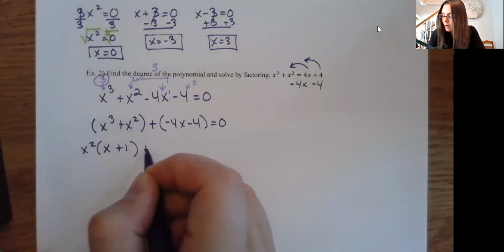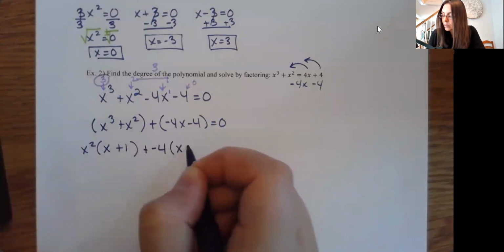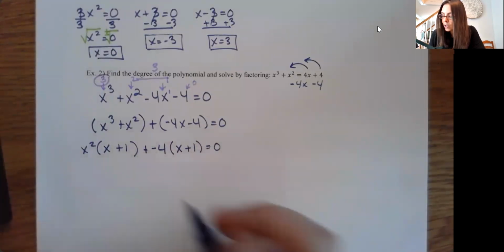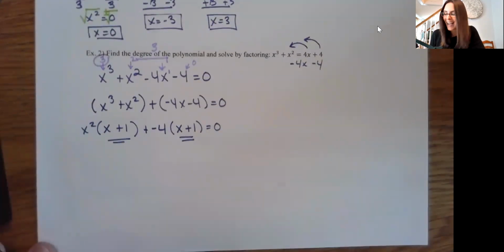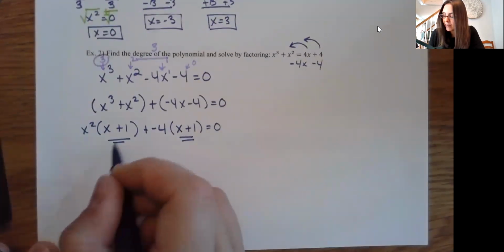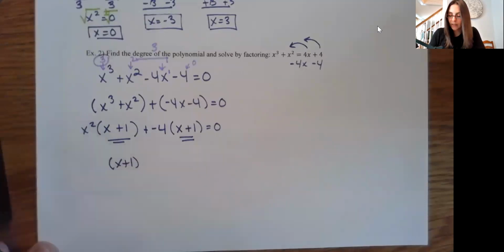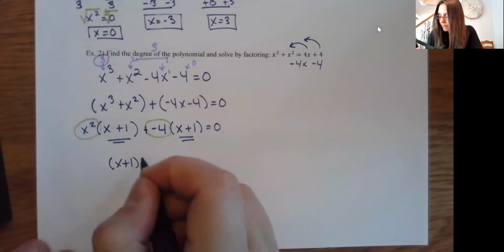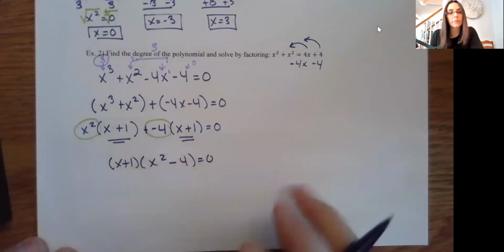And then here, I have a negative 4 in common. So I have x plus 1 again, once I divide that negative 4 out. You should have the same factor repeated here. So if you do, then you've done it right. And it's working out. So you're going to take that GCF out one more time, which is the x plus 1, and then you're going to write what's left over. So I have an x squared here and a negative 4 there. I'm just going to write it as minus 4 instead of plus negative 4.